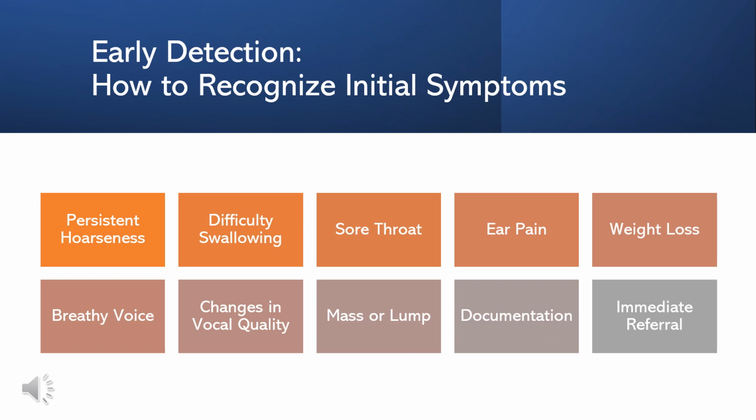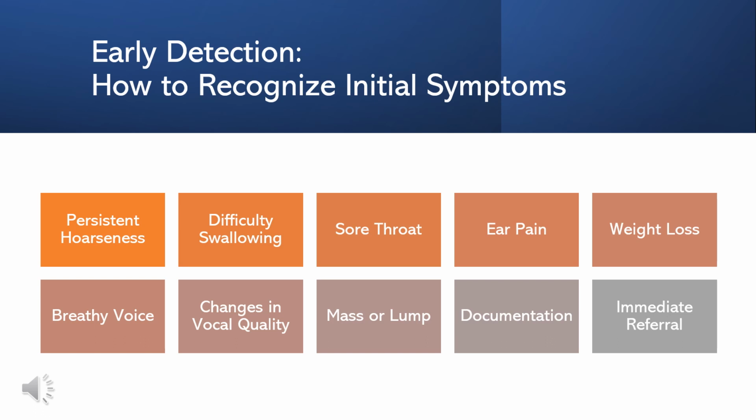Unexplained weight loss over a short period could signal not just laryngeal cancer, but various types of cancers. If someone's voice sounds notably airy, it might be due to weakened vocal cord closure, which could be a sign of an underlying issue. Let's look for changes in vocal quality because whether it's a lowering of pitch or roughness in tone, any change in vocal quality that persists should be investigated.